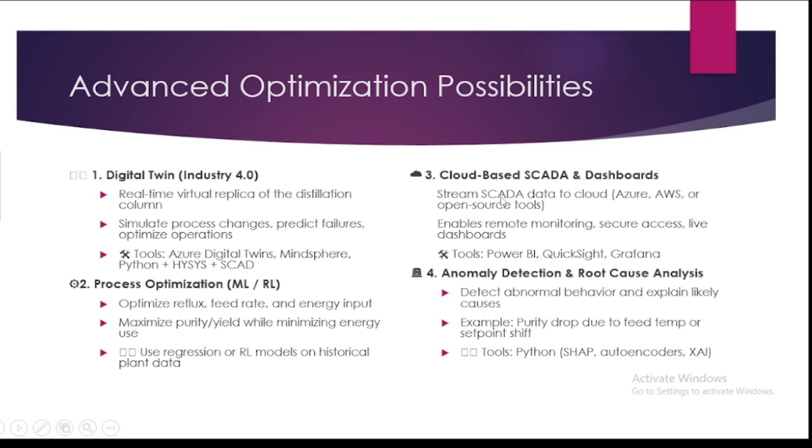Here, SCADA data can be streamed to cloud for remote live monitoring. And the fourth one is anomaly detection, where this is to detect the abnormal process behavior and understand the root causes using AI. In short, these technologies can take our operations towards smarter and more efficient.